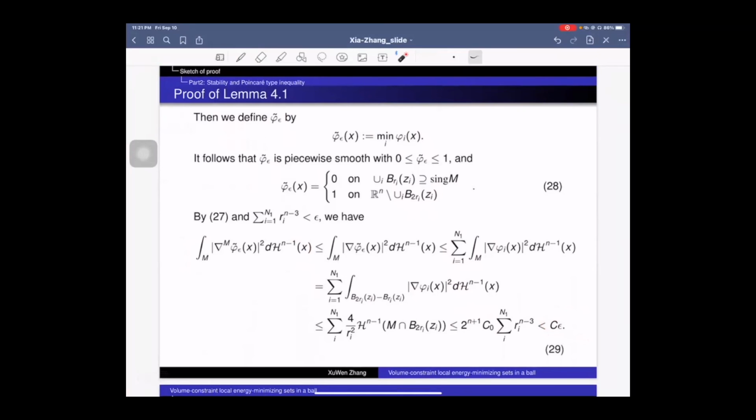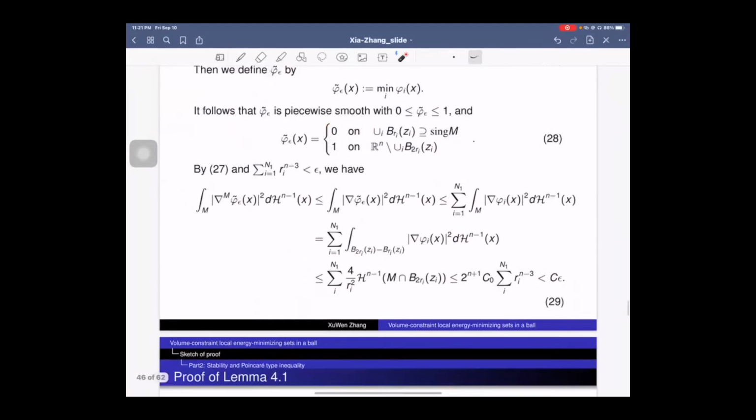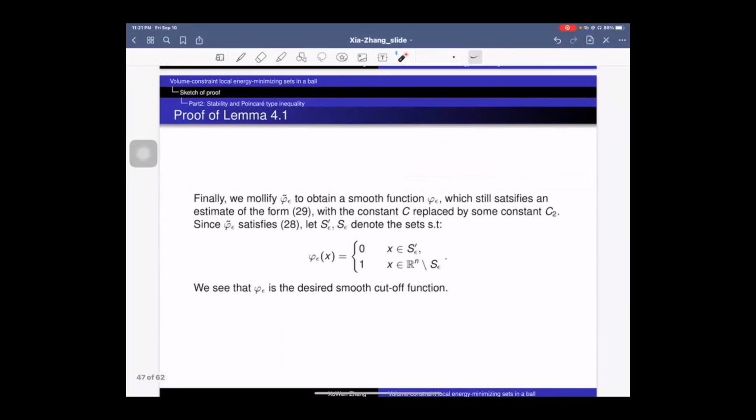Since phi tilde epsilon is only piecewise smooth, we finally have to modify it to obtain a smooth cutoff function phi epsilon. And after modifying, we have the desired smooth cutoff function, which completes the proof of this step.